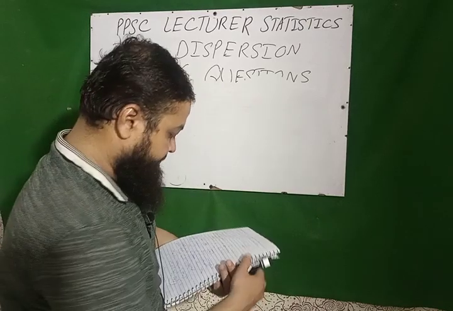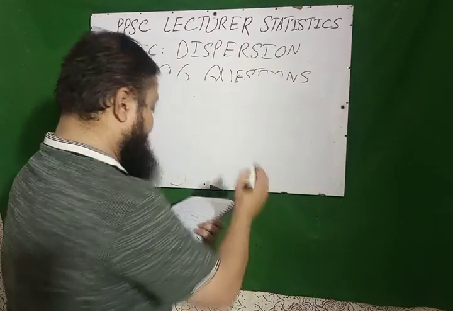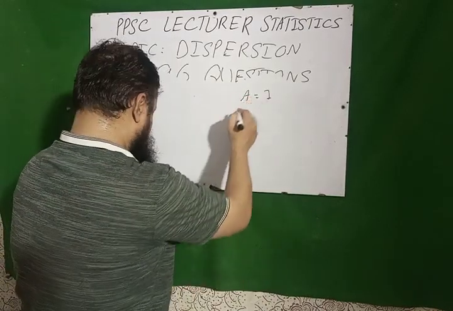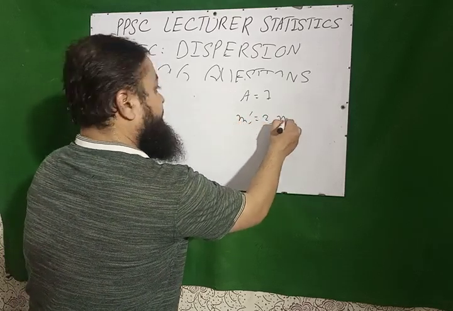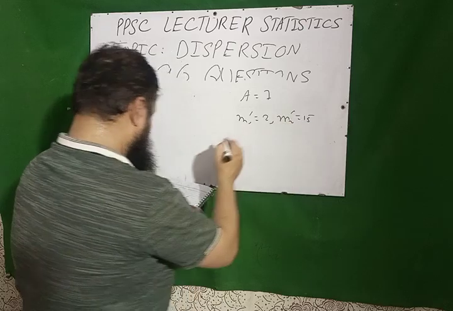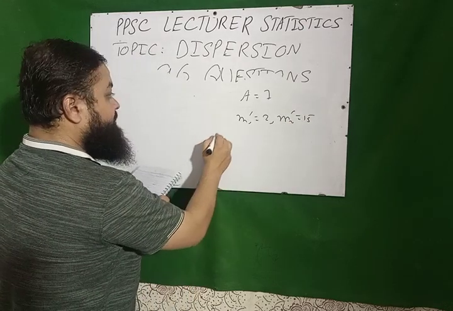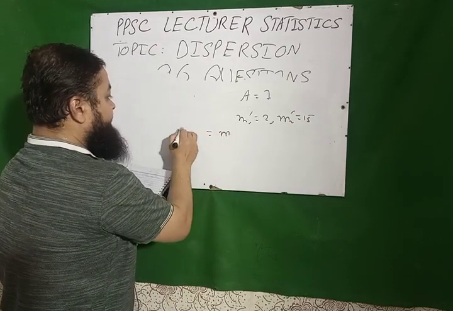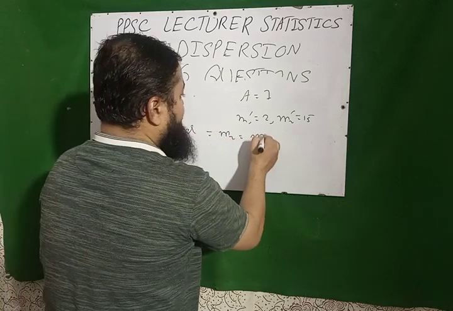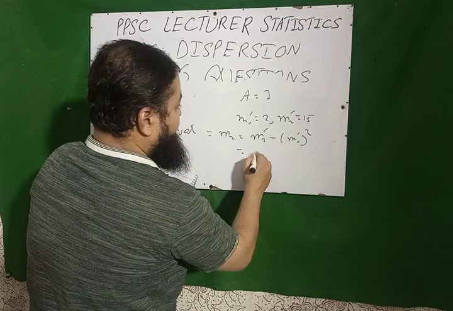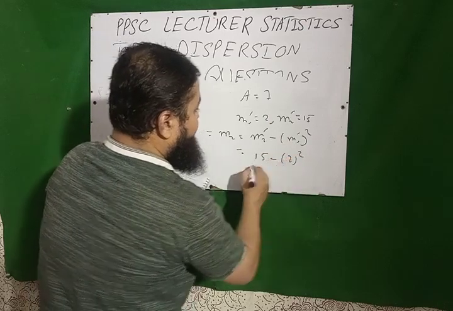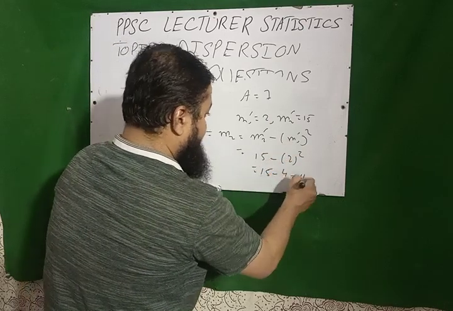Next is the first two moments about 7 of a variable r. M1 prime is given, it is 2. M2 prime is given, 15. Then variance is, we know variance is equal to M2, and M2 is equal to M2 prime minus M1 prime whole square. M2 prime is given 15 minus 2 whole square. 15 minus 4 is 11.